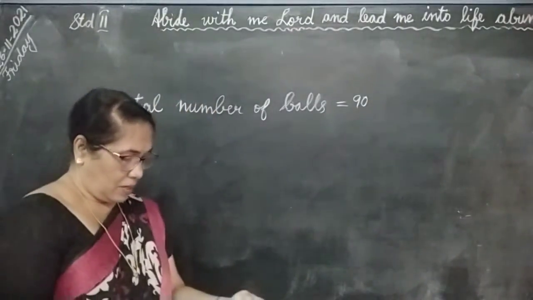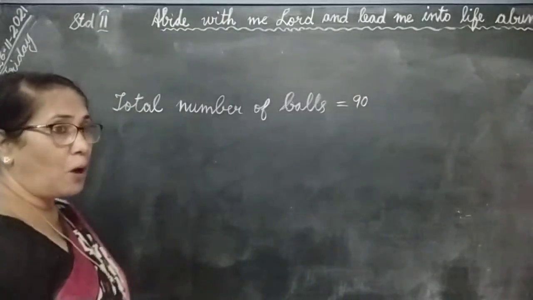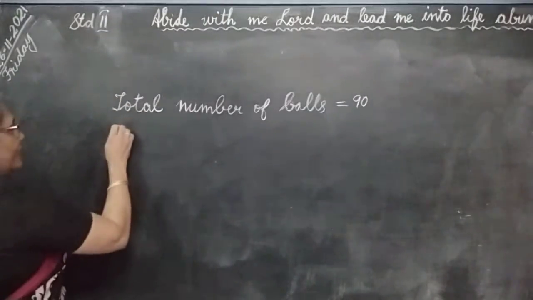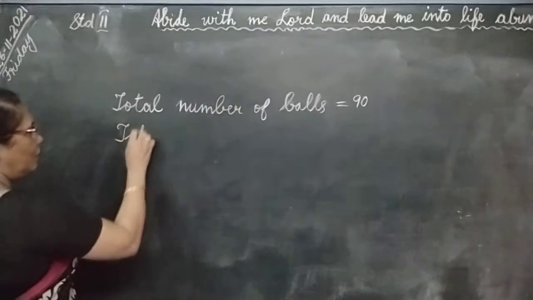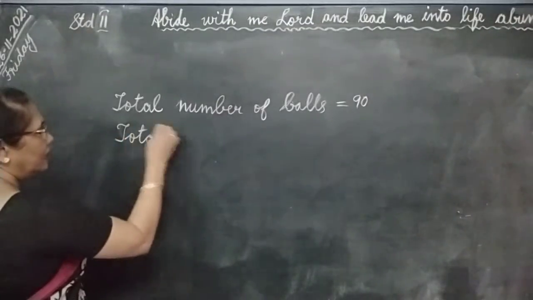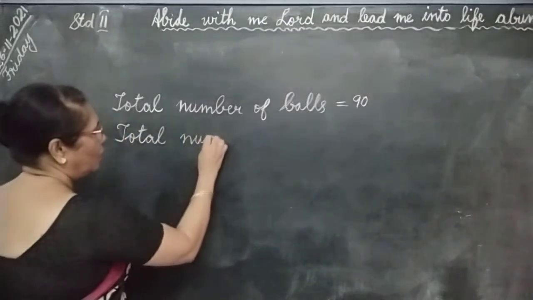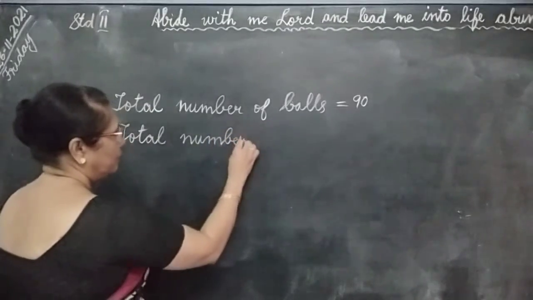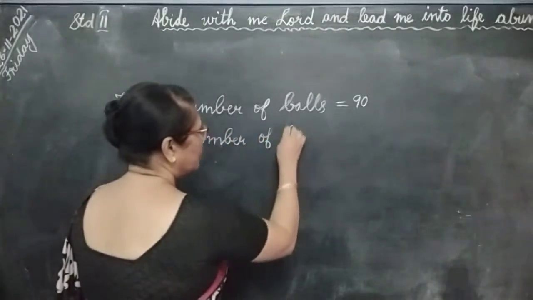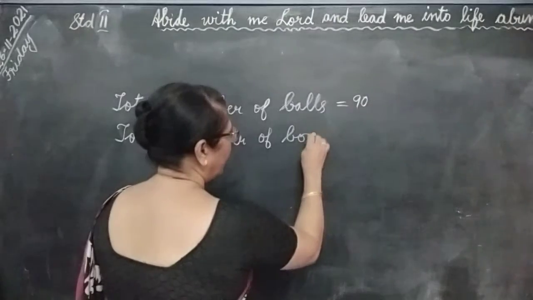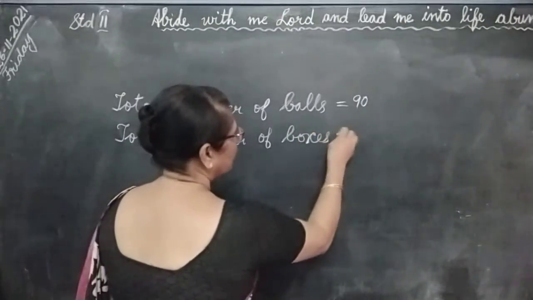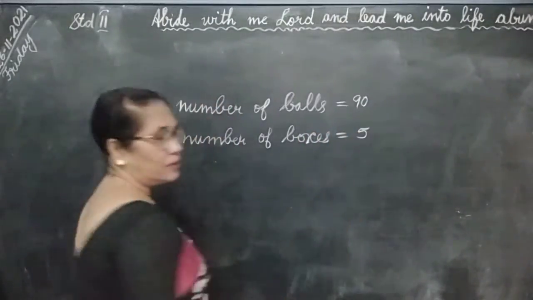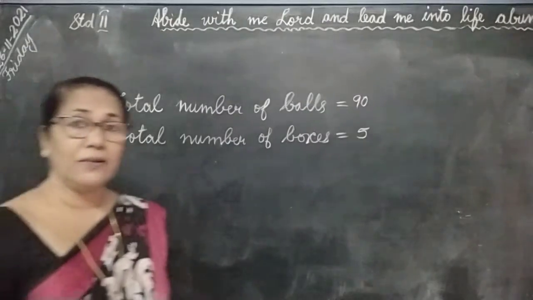Now you write total number of boxes. B-O-X-E-S. Total number of boxes equals 5. 90 balls and 5 boxes.